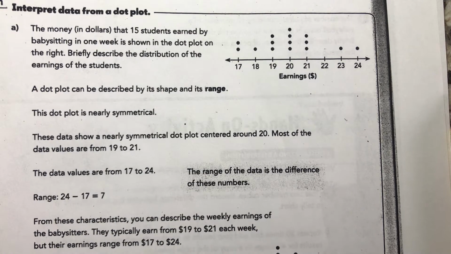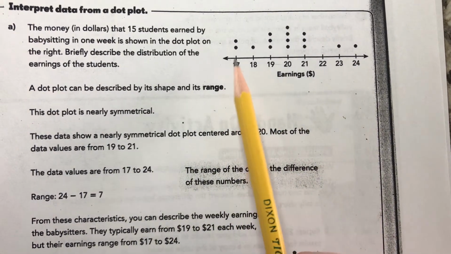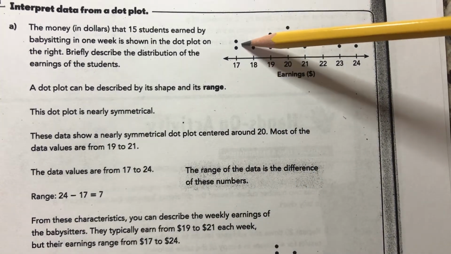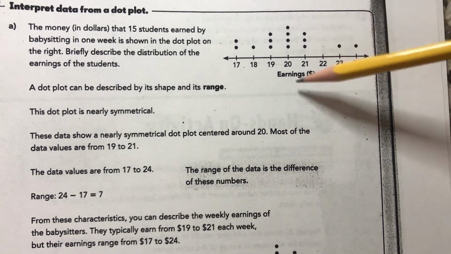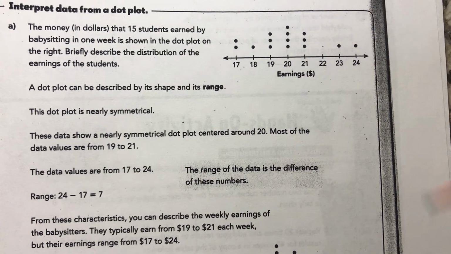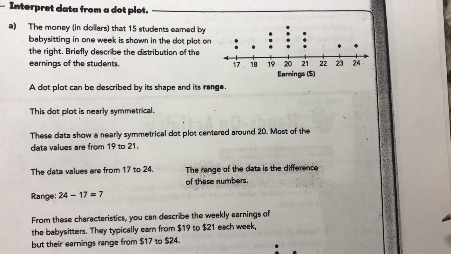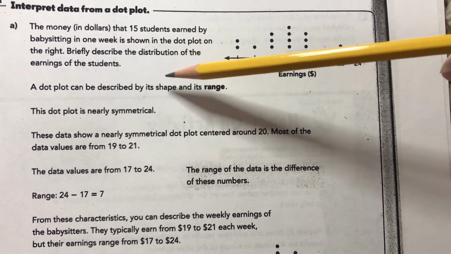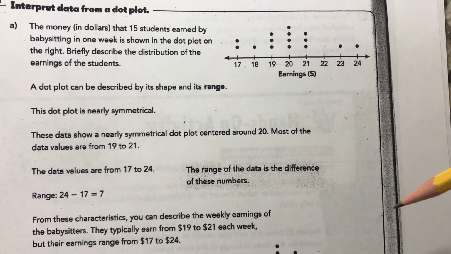Okay, so we have our earnings. We have our moolah down here at the bottom and how many students made that amount. So for instance, 2 students made 17 bucks. 4 students made 20 bucks in that week. 1 student made 24 bucks. So far, so good? All right, a dot plot can be described by its shape and its range.